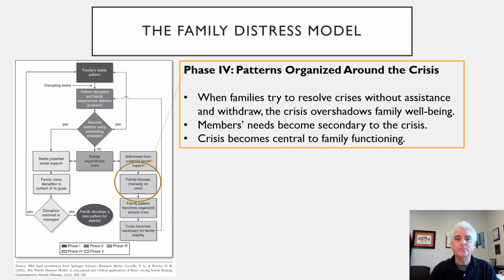Next slide, please. So the family then tries to resolve this crisis without assistance by withdrawing, and the crisis begins to overshadow the family's sense of well-being and wholeness and health. The members' needs, the need for love and affection and knowing that they matter, those kinds of needs become secondary to the crisis. This crisis then becomes central to the family functioning. They're completely organized around the crisis, the trauma, right? Next slide, we'll move to the next circle.